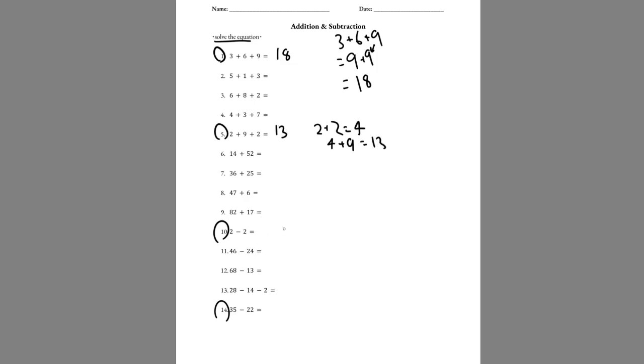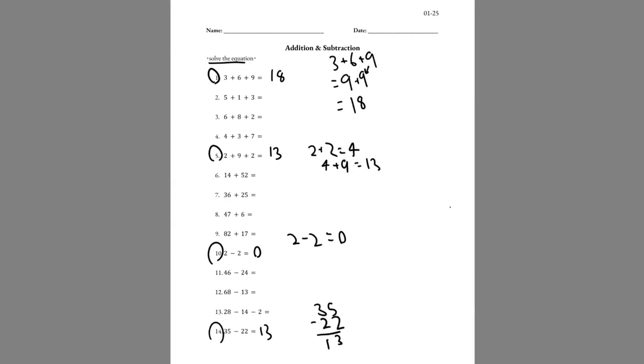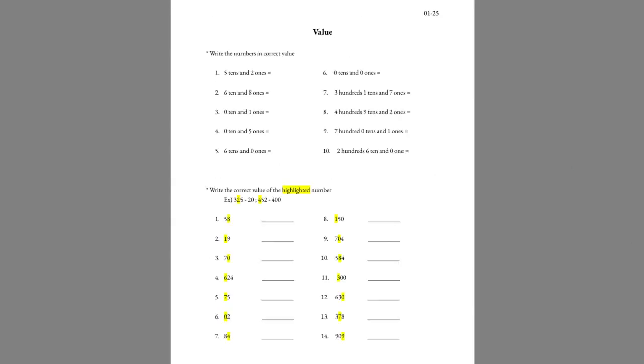For number 2, 2 minus 2: whatever something minus itself is 0. So we just put 0 there. And 35 minus 22, we could arrange it like this. That gives us 5 minus 2 equals 3, 3 minus 2 equals 1, which gives us 13. And that is for the first page.